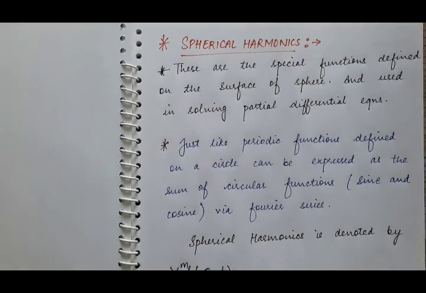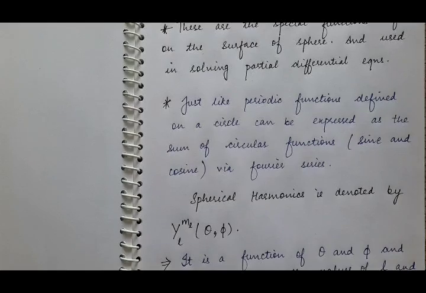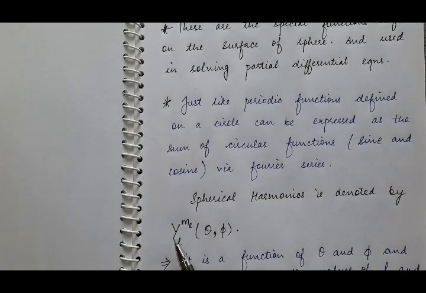And the spherical harmonic function, or spherical harmonics, is denoted by Y_l^m_l(theta, phi). This means the spherical harmonic function is a function of theta and phi, and its value depends upon the orbital quantum number and the magnetic quantum number as well.